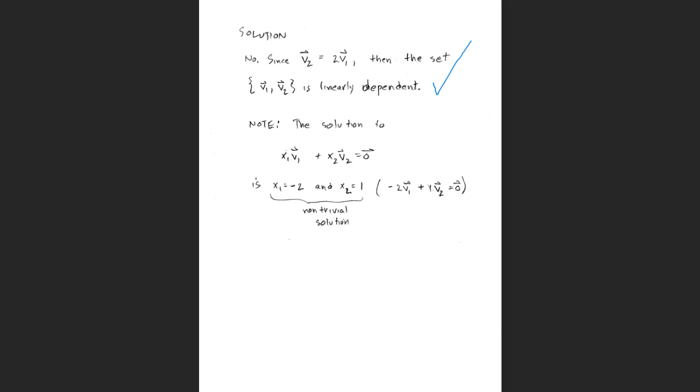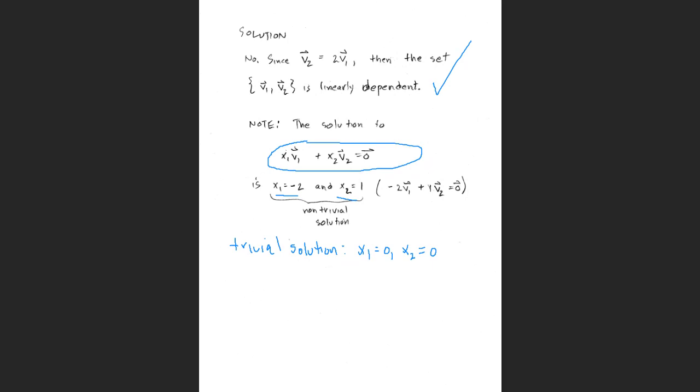But another way to think about it, if we're thinking about the definition in the book, is if I were to look at this vector equation, which says take a linear combination of the vectors, set it equal to the 0 vector, it turns out that x1 is -2, x2 is 1. That's a non-trivial solution. A trivial solution would be x1 equals 0 and x2 equals 0.